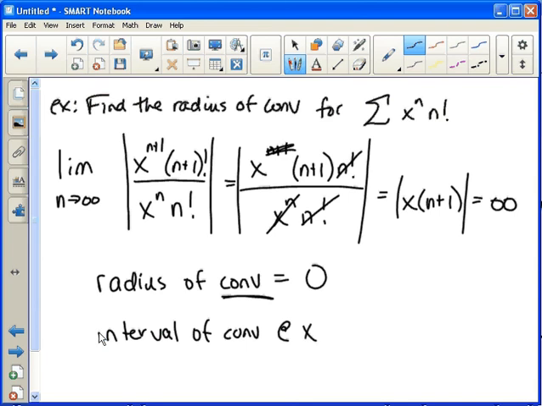So we've got three possibilities. You may have an interval at just a single point, you may have the interval from negative infinity to positive infinity, or at a set interval around your center.